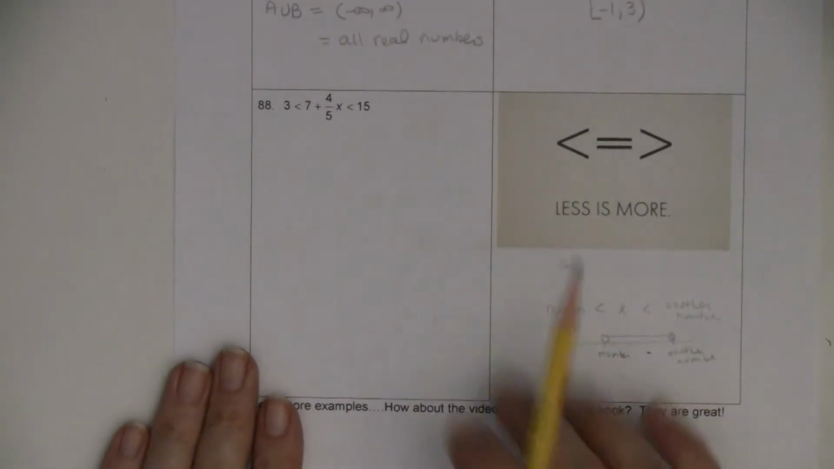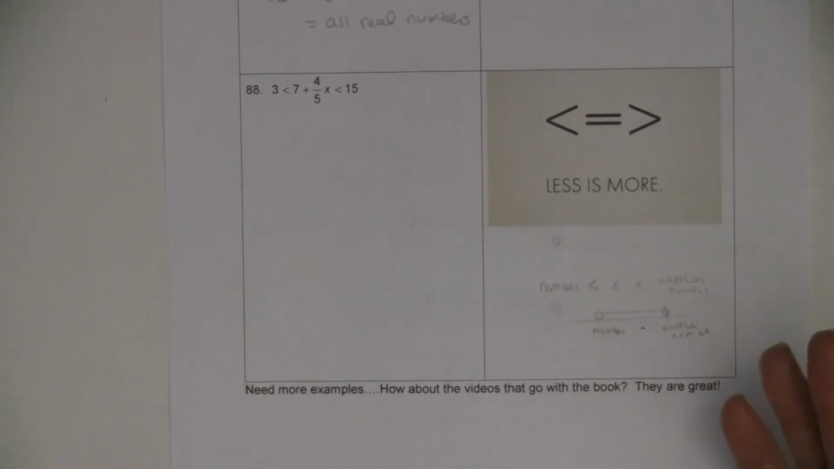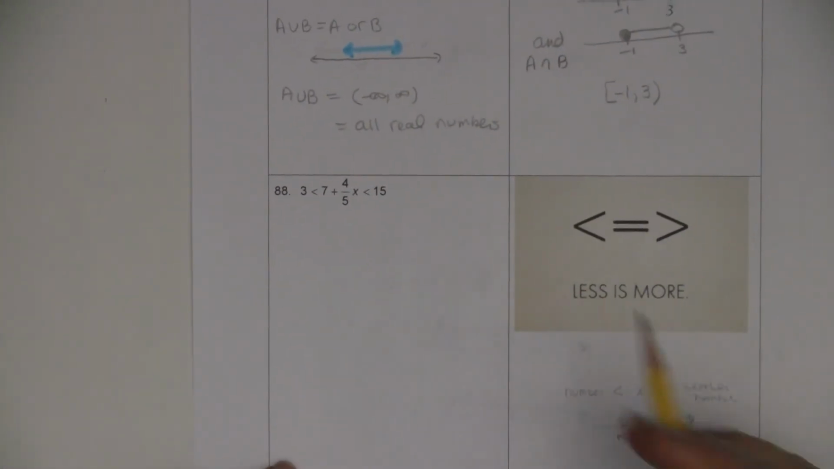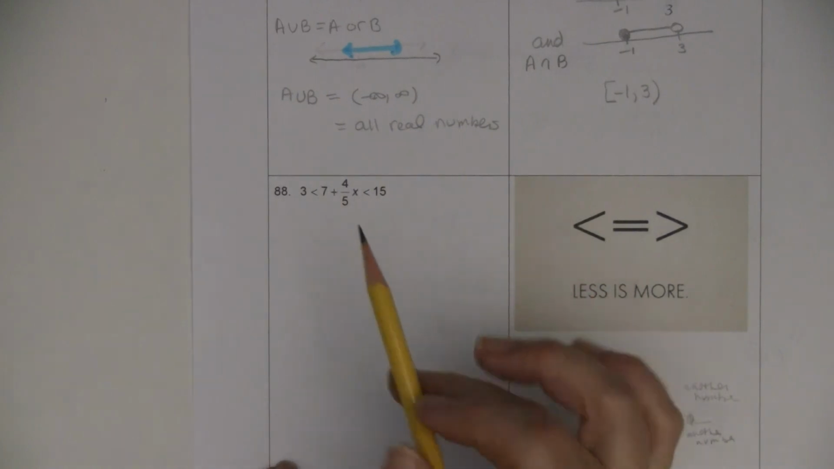This is an in-between, your variable's in between. So what we have to do to figure out what our two numbers are, our number and our other number, is that we have to solve so that we get x in between. So we would want to take away 7 because we want to leave x all by itself.